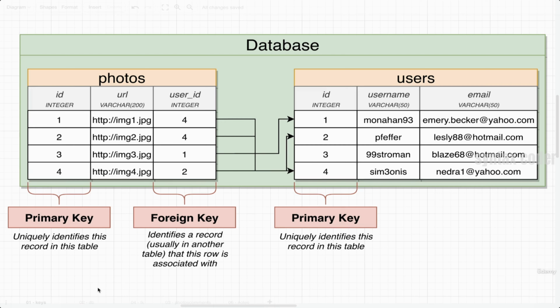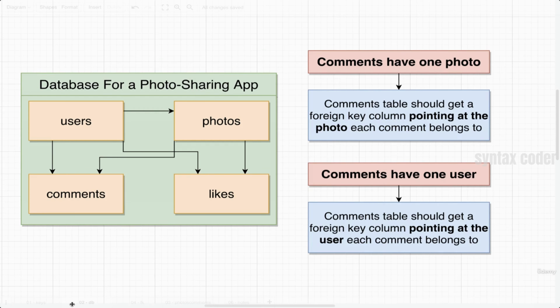Now, this idea of foreign keys is a little bit challenging, so let's take a look at another quick example from this kind of image setup or image sharing database. So let's try to walk through the foreign keys that we would start to set up if we wanted to express how comments are related to users and comments are related to photos. So remember, comments have one user and comments have one photo. If we consider that relationship from the opposite direction, we would say that a user has many comments and a photo has many comments.